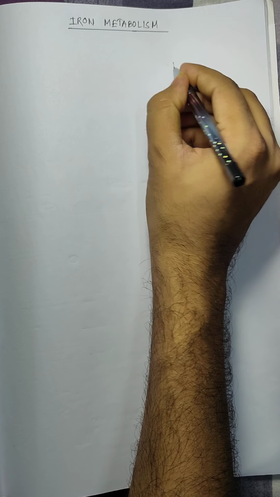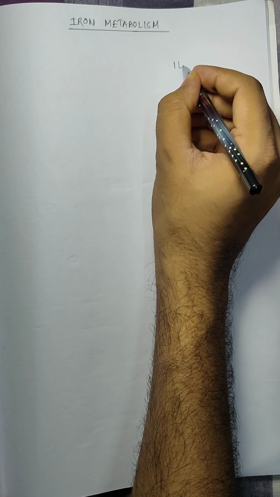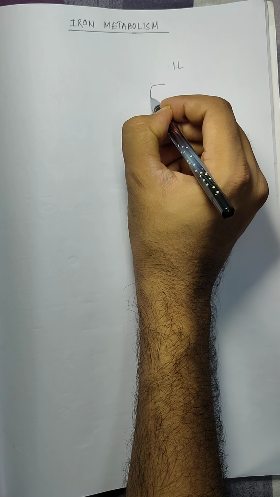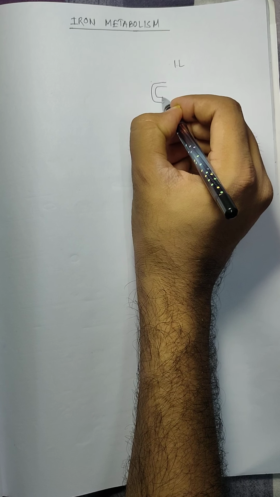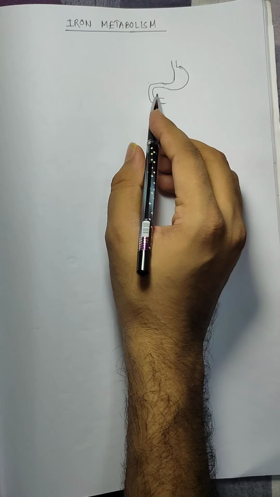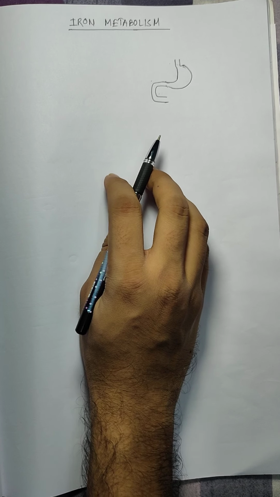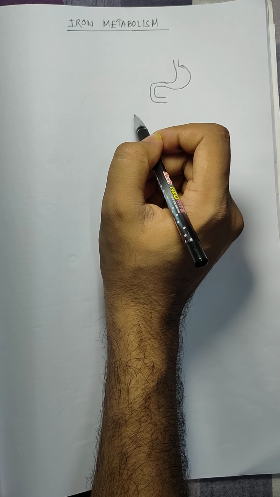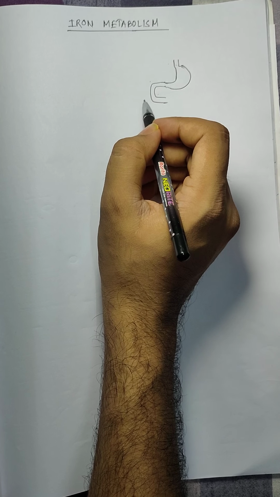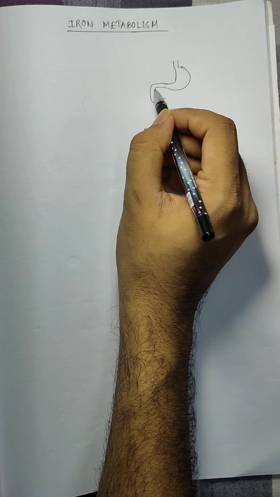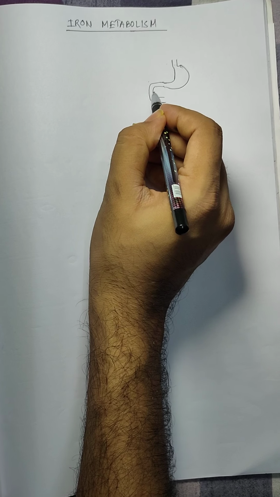Okay, so this is your duodenum, right? And this is the stomach and this is your duodenum. Now you should know that iron is absorbed from the duodenum. Okay, now I am showing you one enterocyte of the duodenum, largely here.